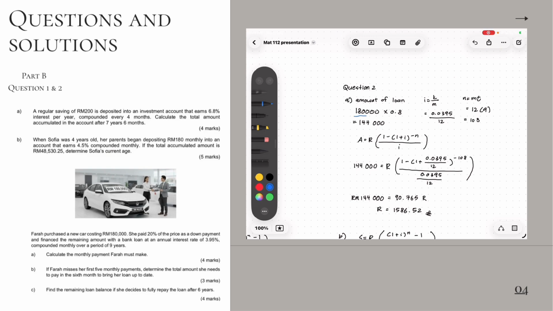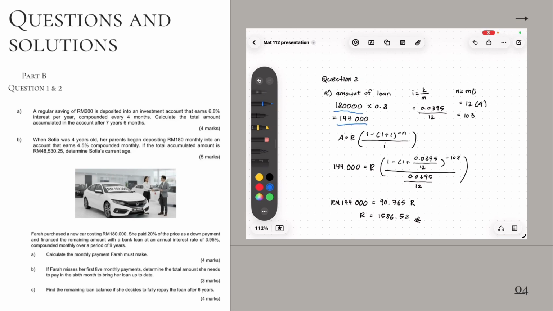So we have the amount of loan, which is 180,000. We have to times it by 0.8 because 100% minus 20%, divided by 100, so you will get 144,000. And for this question, we have to use the basic annuity formula, which is A equals R, 1 minus bracket 1 plus i, close bracket, power of negative n, over the interest. So we have to find the interest, which is k over m, 0.0395 over 12 because it is compounded every month. And for the n, you just take 12 because it is compounded every month, times 9, which is 9 years from the question. You will get 108. From there, it's pretty straightforward.